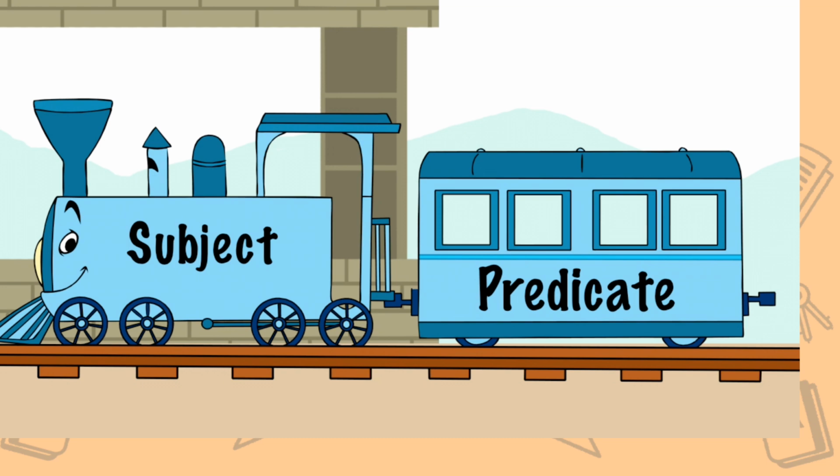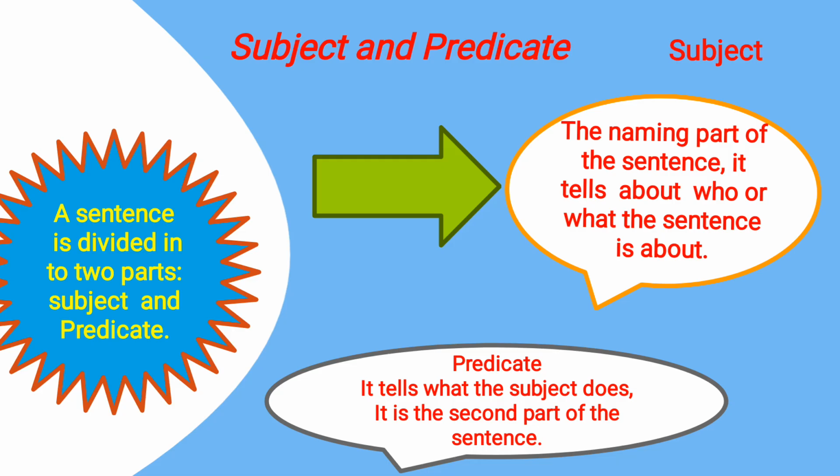In our today's session, we will be studying subject and predicate. In our previous class, we understood the definition of sentence. A sentence is a group of words which make complete sense. We proceed further. A sentence is divided into two parts, the subject and the predicate. The subject is always a naming part of the sentence. It tells us about who, what in the sentence. And the predicate is the rest of the part of the sentence.